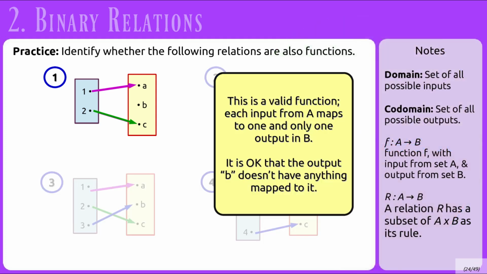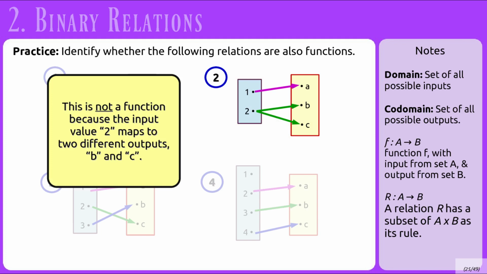For the first diagram, this is a valid function. Each input from A maps to one and only one output in B. It is okay that the output B doesn't have anything mapped to it. For the second diagram, this is not a function because the input value 2 maps to two different outputs, B and C.